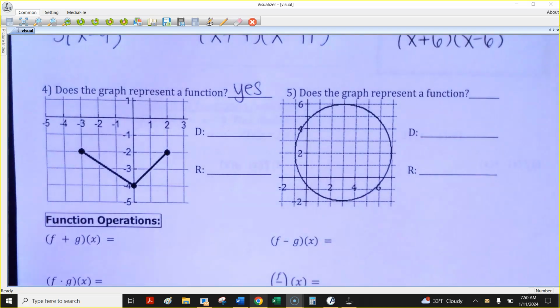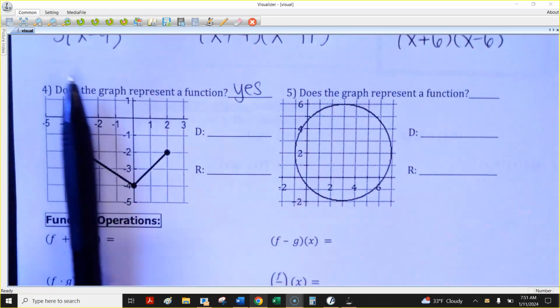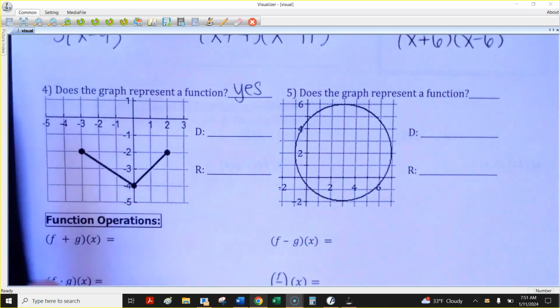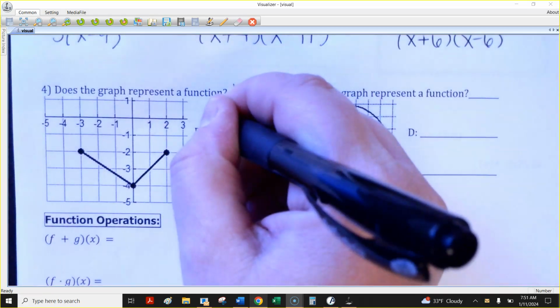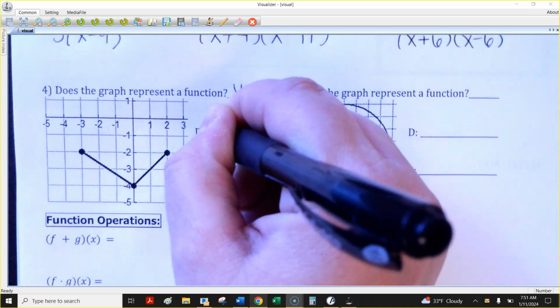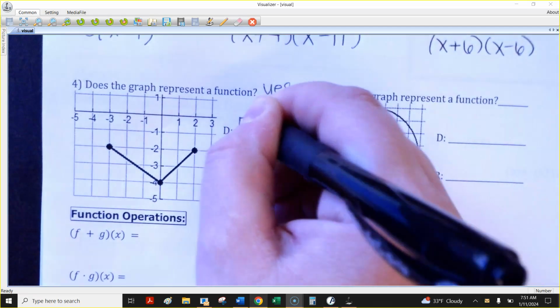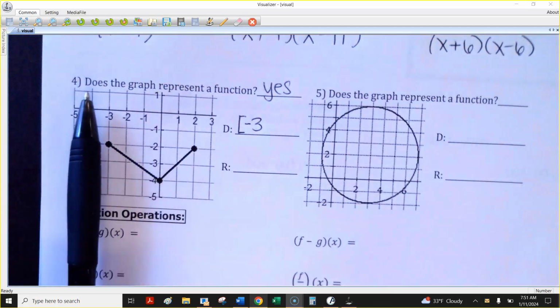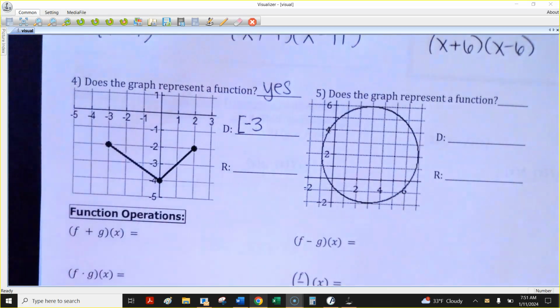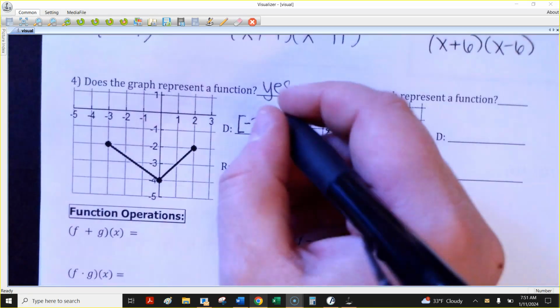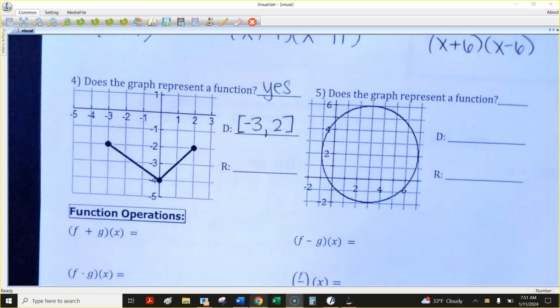Okay, if you're going to do domain, go from left to right. What is the first x value you touch? Negative 3. All right, should I have a bracket or a parenthesis? Bracket, because this is a filled in circle, you actually touch that point. If I keep sliding my pen, what is the last x value I touch? 2. That's your domain. I'm covering all the x values between negative 3 and 2. Nothing to the left of negative 3, nothing to the right of 2.